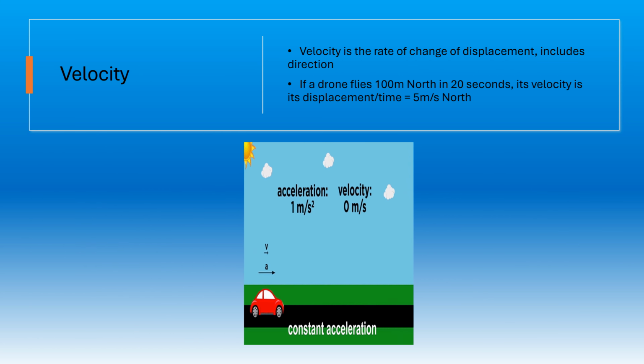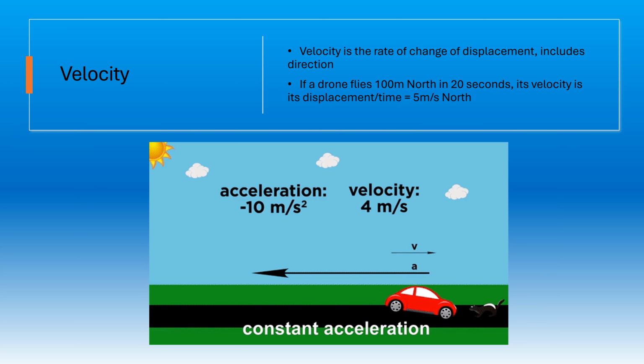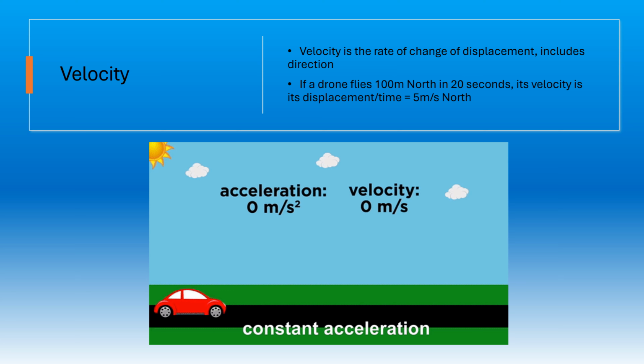Velocity is the rate of change of displacement, and it includes direction, so it's a vector value. So if a drone flies 100 meters north in 20 seconds, its velocity is its displacement over time, which would be 5 meters per second north.